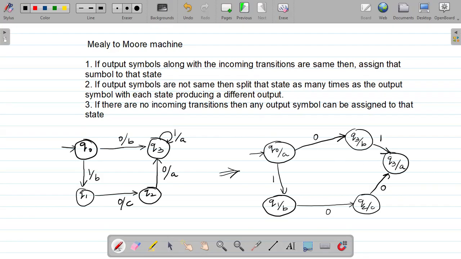So in Mealy to Moore conversion, we have to be more careful. Moore to Mealy conversion is comparatively simpler. So if you get a chance, and it is not mentioned in the question, then always go for Moore to Mealy conversion. Thank you.